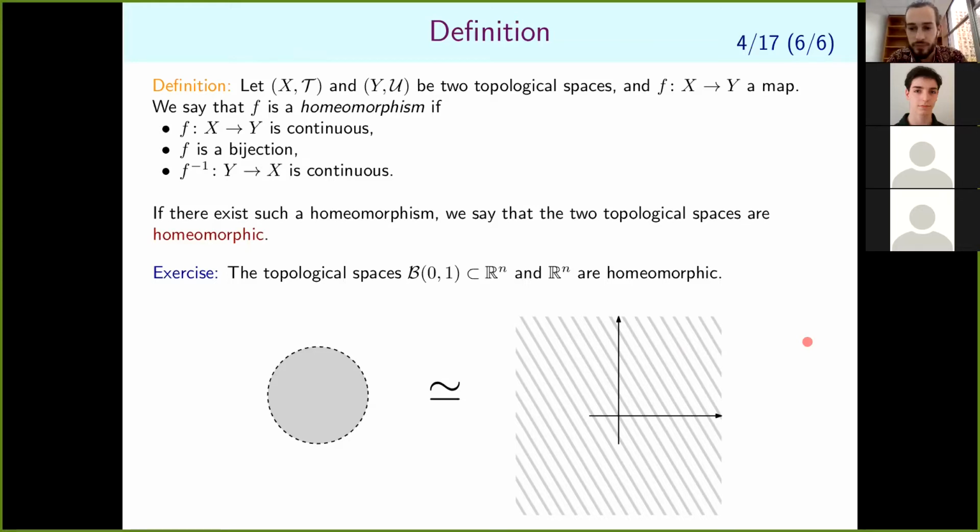Okay. Do you have any question until now? Yeah. How can I solve this exercise? I have to find a homeomorphism, of course, between the ball and the plane. So in the exercise, in the notes, I give you the map. You just have to check that it satisfies the 3 axioms. But if you have some courage, you can try to find the map by yourself. Okay.